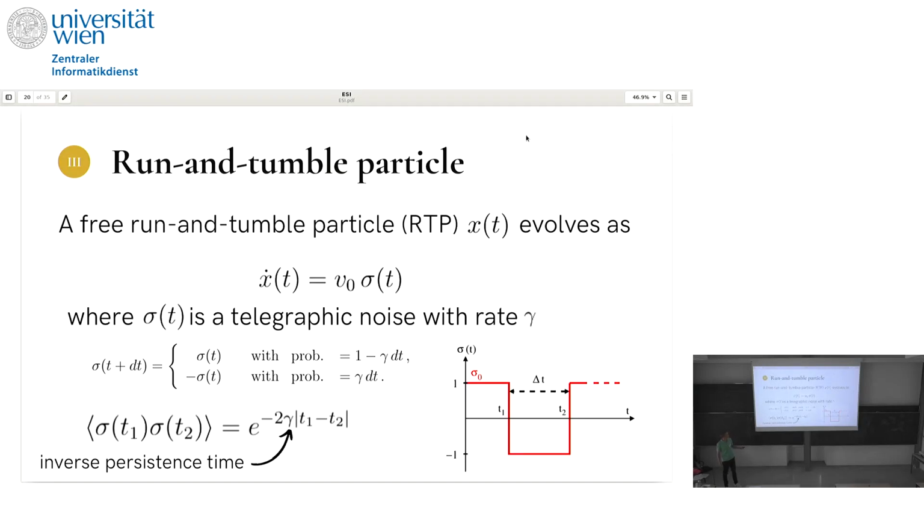rate gamma. And so if you compute the two-point correlation function of this noise, it's no more Dirac. You get here an exponential decay where gamma is the inverse persistence time, and this is what makes it non-Markovian and difficult to study. Okay. And so the main question we had is, can we generate bridge trajectories for a run-and-tumble particle, and how will it modify this free dynamics?